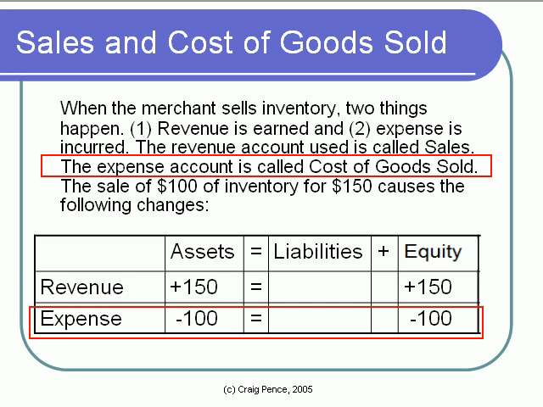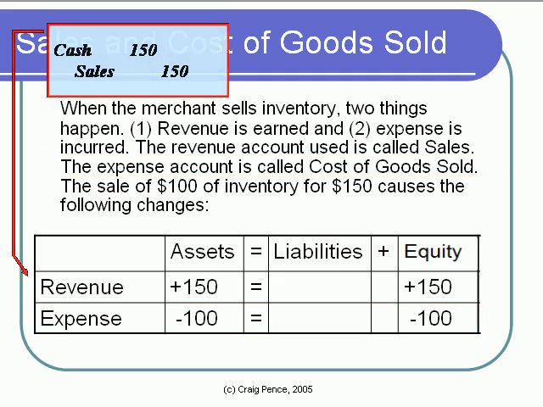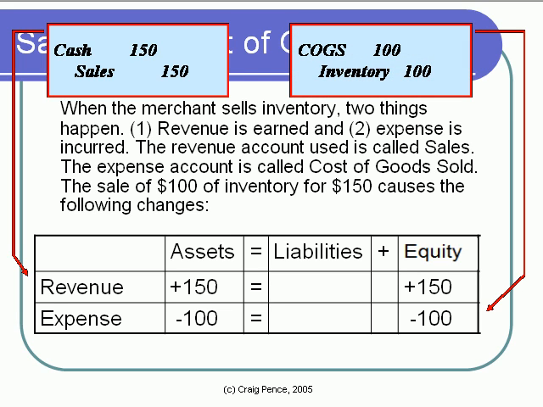To record a cash sale, then, the merchant would debit cash and then credit the revenue account used for revenue from sales. This is called the sales account. But then the cost of the inventory items has to be recorded as an expense, so the merchant will also debit the cost of goods sold account and then credit the inventory account.